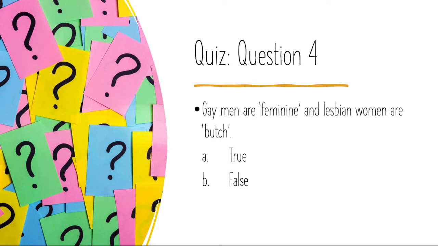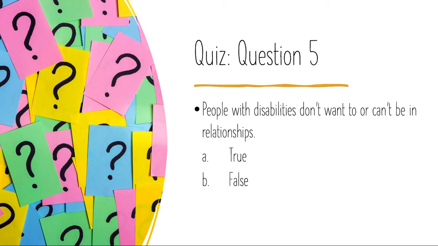Question 4. Gay men are feminine and lesbian women are butch. Is that true or false? Finally, question 5. People with disabilities don't want to or can't be in relationships. Is that true or false?